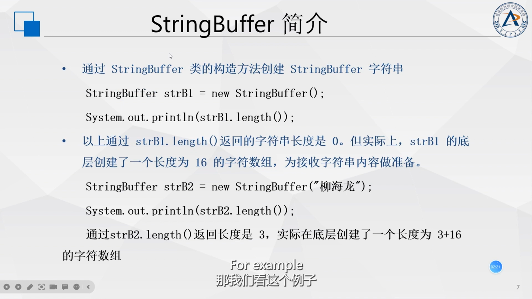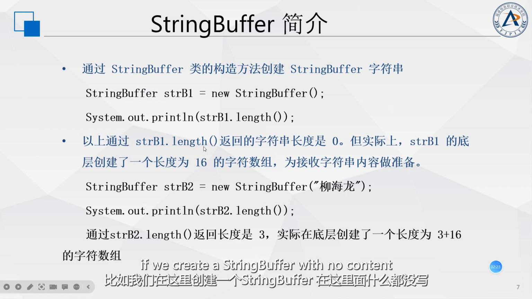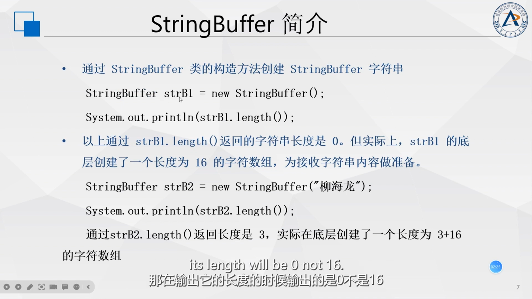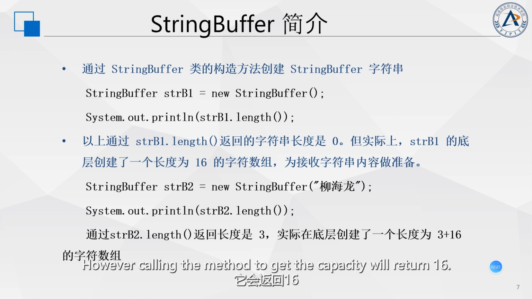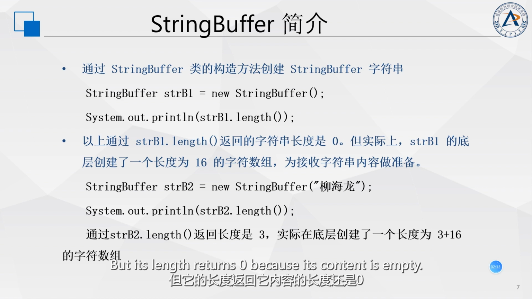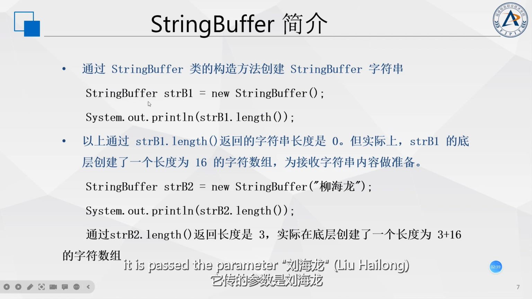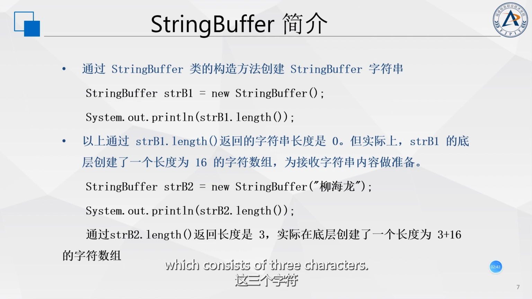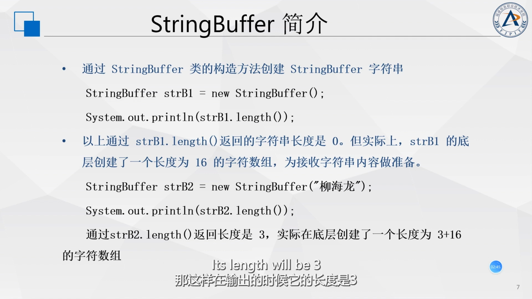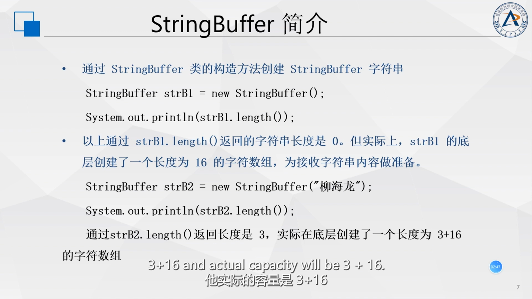For example, if we create a string buffer with no content, its length will be 0, not 16. However, calling the method to get the capacity will return 16, but its length returns 0 because its content is empty. Similarly, in the case of strb2, it is passed the parameter 刘海龙, which consists of 3 characters. Its length will be 3, and actual capacity will be 3 plus 16.